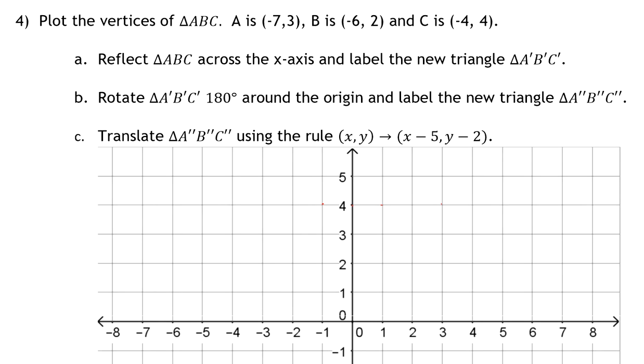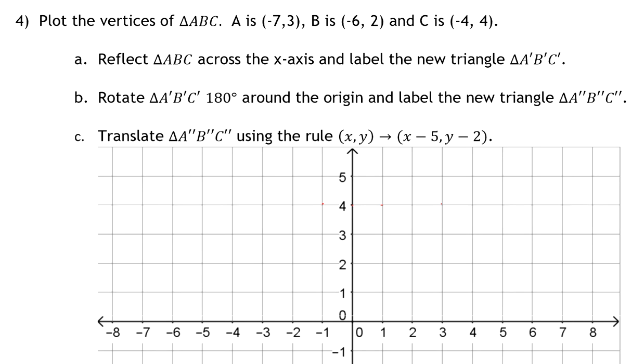We're asked to plot some points to create triangle ABC, and then we're going to subject that triangle to a transformation, and then we're going to subject that resulting triangle to another transformation, and then finally we'll subject that one last time to another transformation. So each time we'll be producing new triangles along the way. So let's start by plotting our points here.